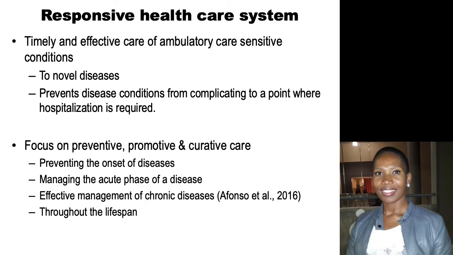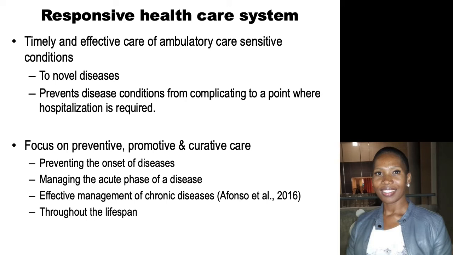Another expectation from the community is a responsive healthcare system. Our primary healthcare clinics are expected to respond in a timely and effective manner to care for ambulatory care-sensitive conditions. So these are the conditions that can be treated at the primary healthcare level. But if they are not treated well, it means that the individual may complicate to a point where they would need hospital admissions.